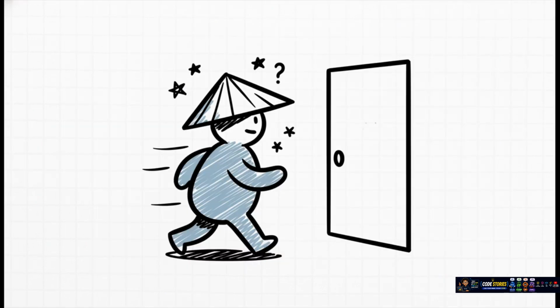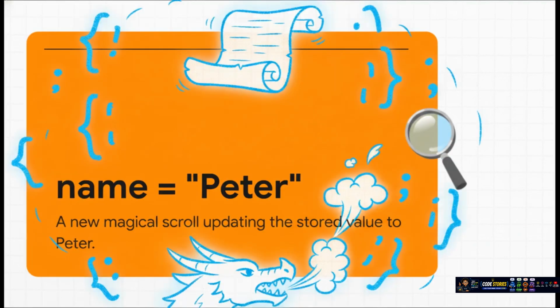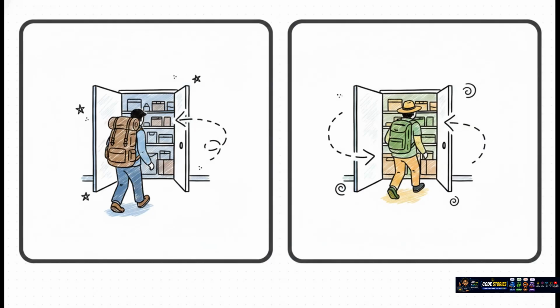Then, suddenly, a brand new traveler named Peter wanders right into the valley. Instantly, a fresh magical scroll appeared up above with updated code for Peter. To make space, Emmanuel packed his bags and left, so Peter could move right in.